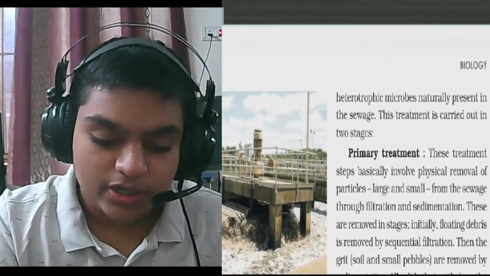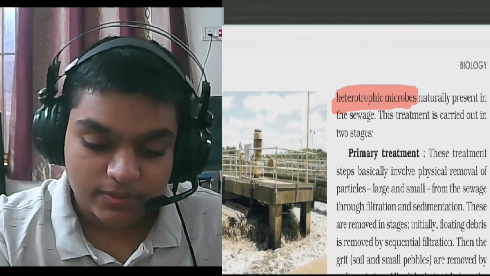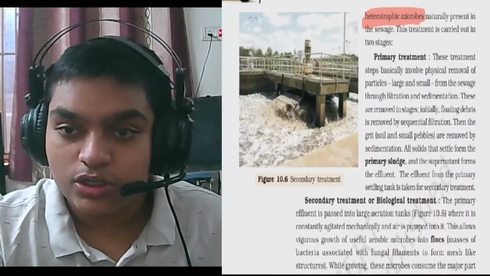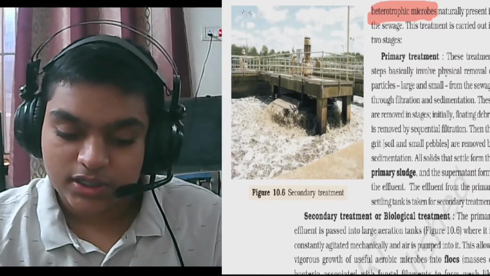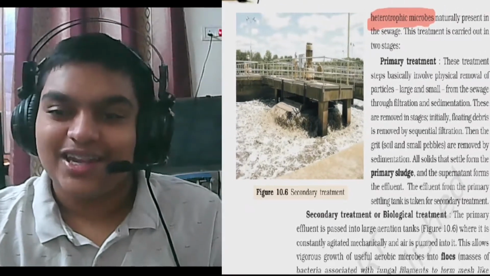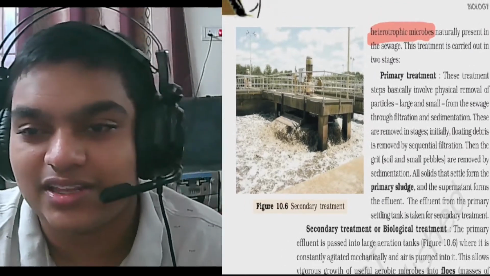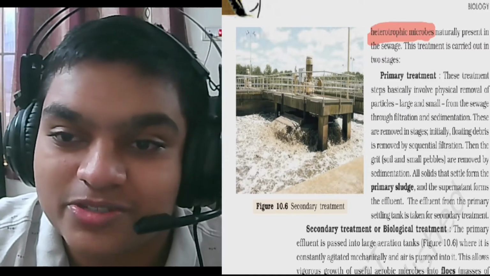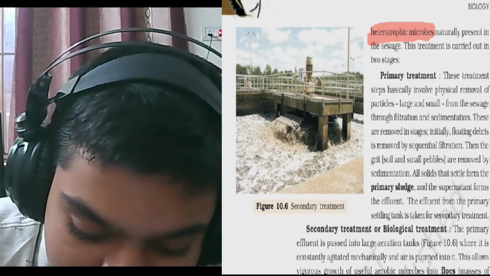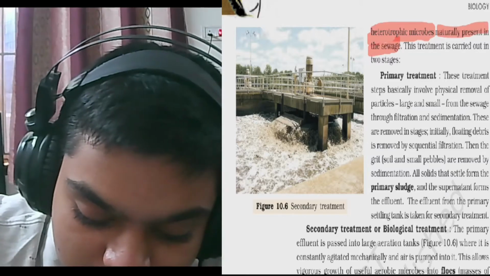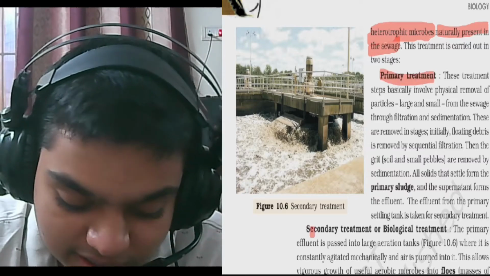This is very important. Those microbes are heterotrophic. They can confuse you in your exam anyway, but you have to only choose this. So let me reveal a secret to you. Okay, let's keep that secret for when you come to the MCQ series, then you will understand that. Yes, heterotrophic microbes. The treatment is done using heterotrophic microbes, and these are naturally present in the sewage. This treatment is carried out in two stages: one is the primary treatment, the second one is the secondary treatment.